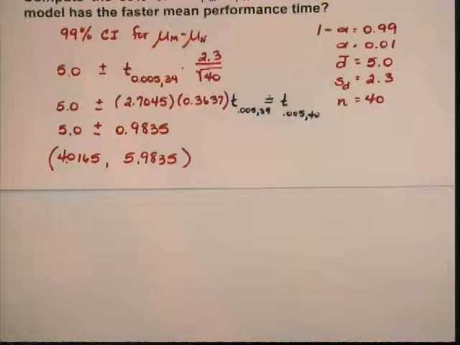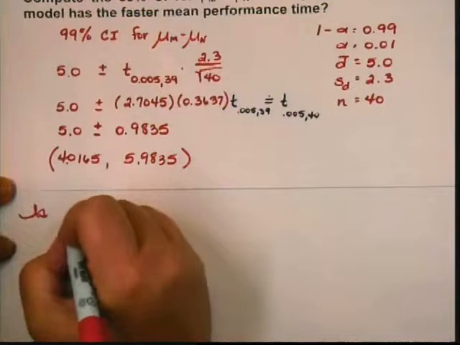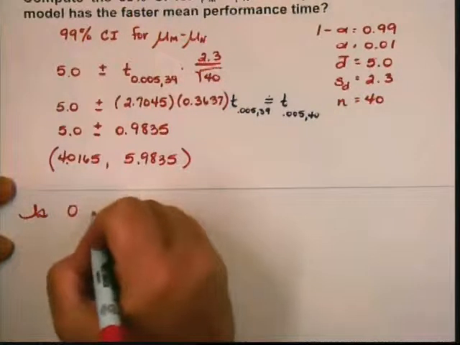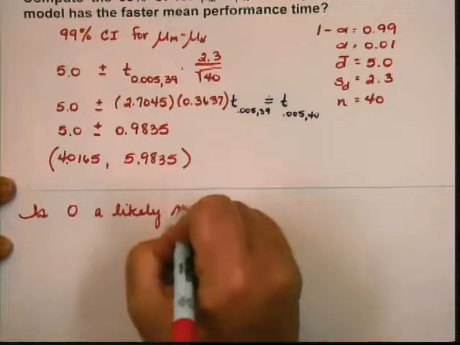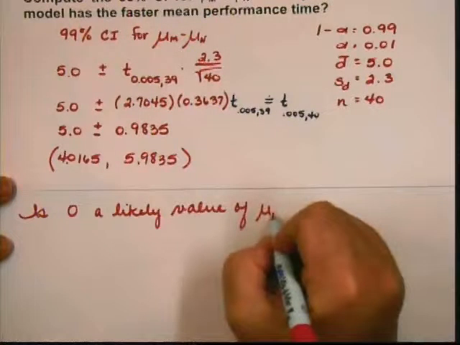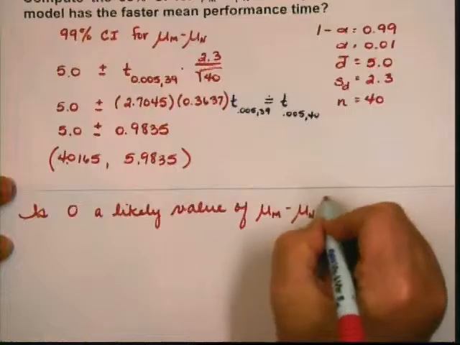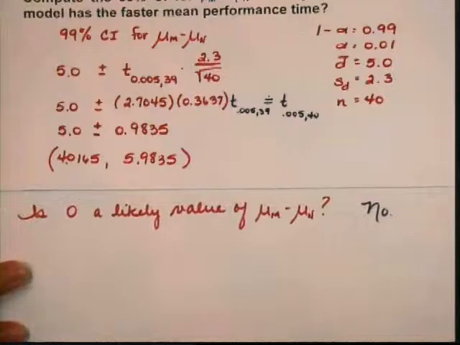Okay, the blank page there is for the following discussion. Is 0 a likely value of the difference mu m minus mu n? Is 0 likely? No. This interval does not contain 0.